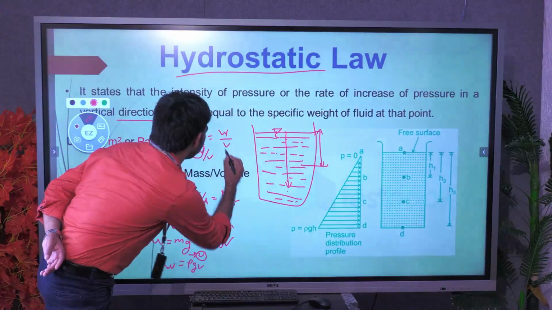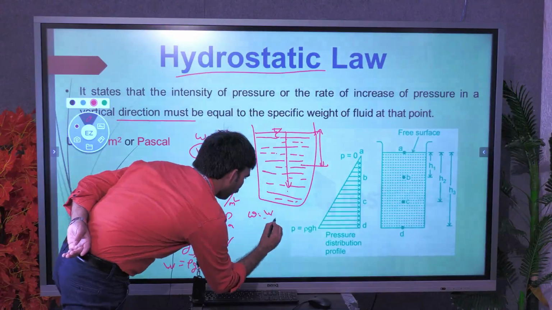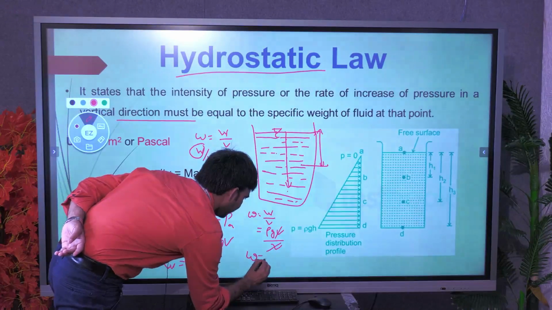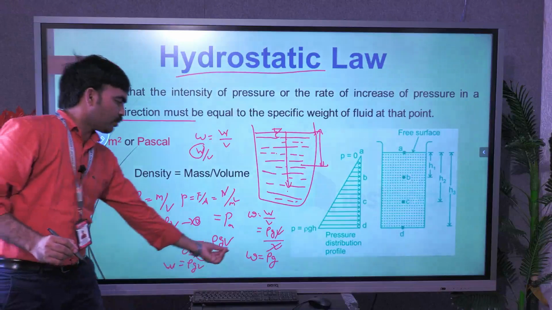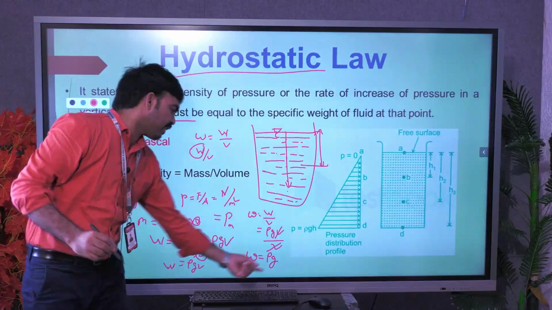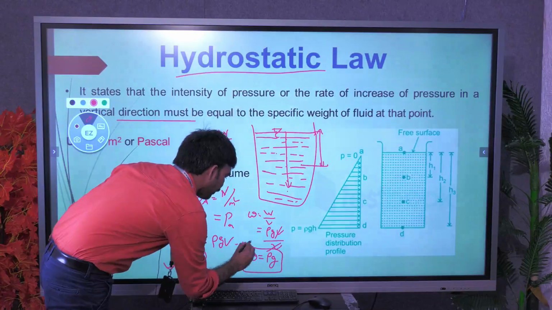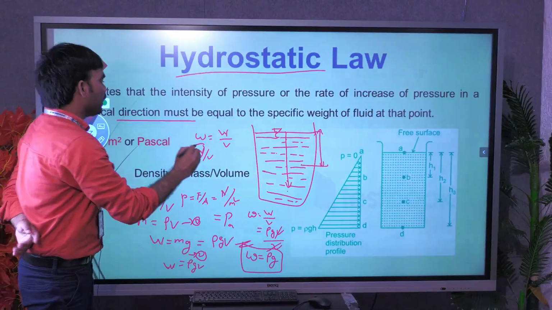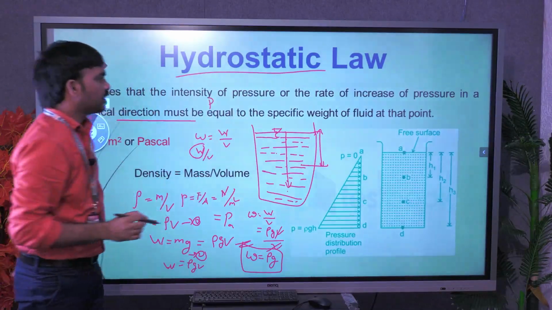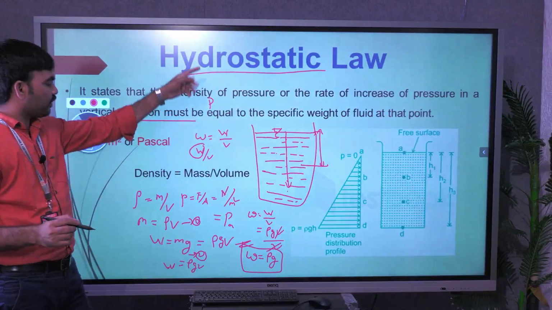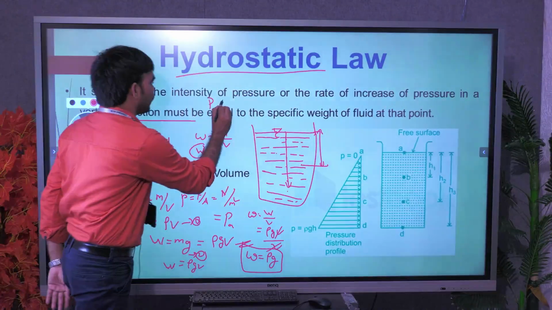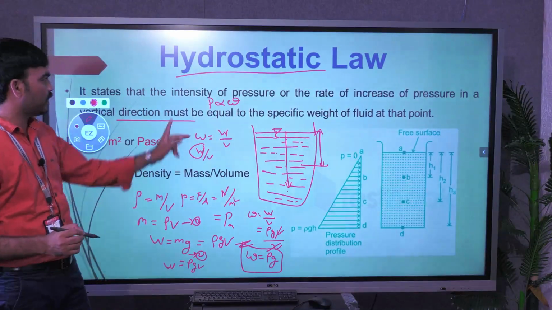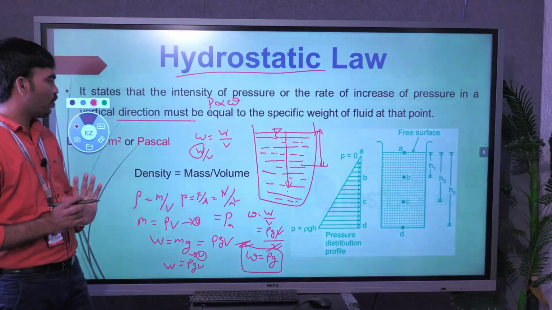So specific weight is weight by volume, that is rho g v by v. V cancels. The specific weight is rho into g. So specific weight is nothing but density into acceleration due to gravity. This expression we have also derived earlier. So, as per the hydrostatic law, the pressure intensity P, or rate of increase of pressure in a vertical direction, must be equal to specific weight. That means P is directly proportional to specific weight, that is, P is directly proportional to rho g.